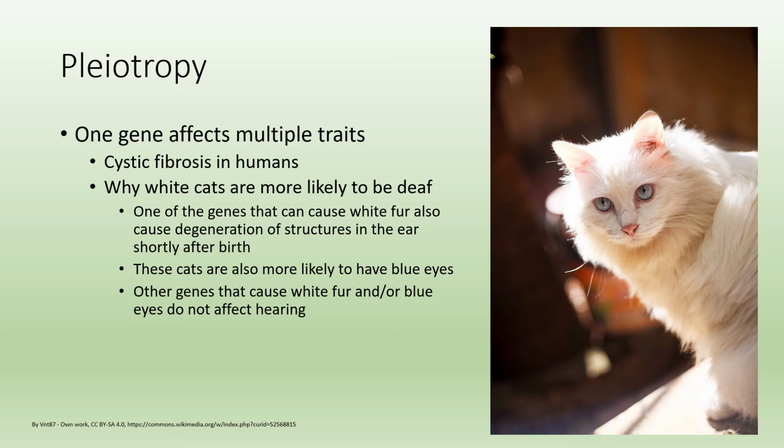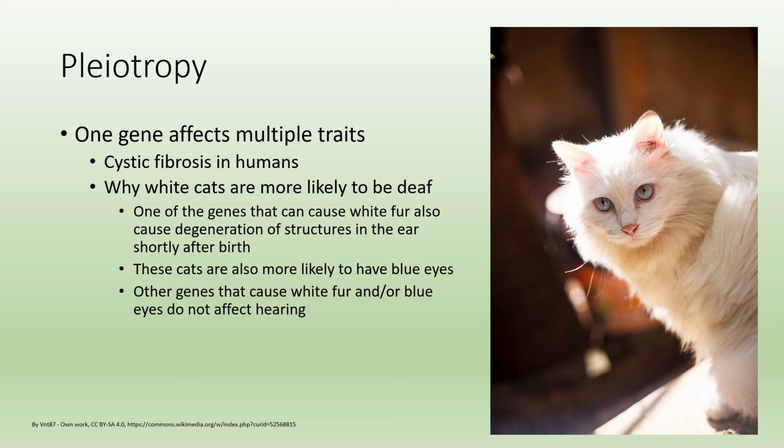This is also why cats and a lot of dogs who are white are more likely to be deaf. One of the genes that can cause white fur also causes degeneration of structures in the ear. These cats are also more likely to have blue eyes.